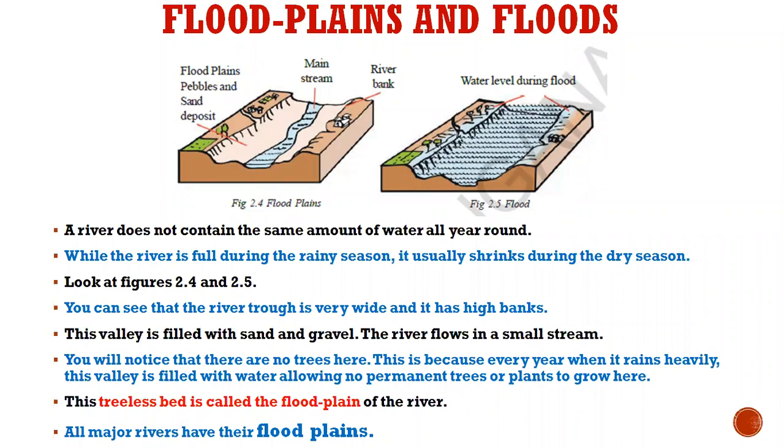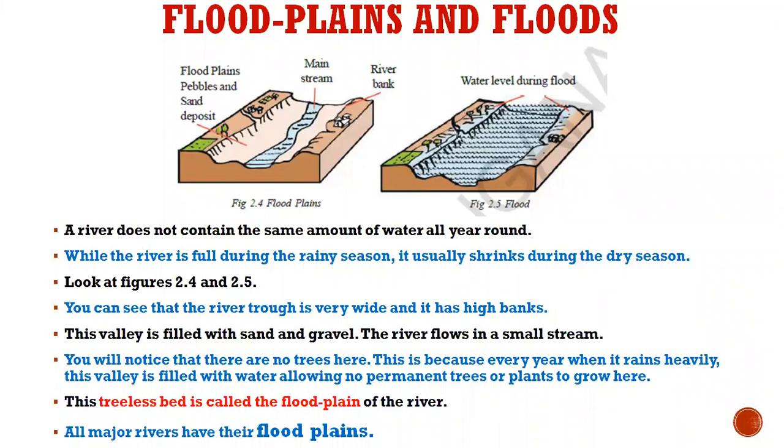Now, what are floodplains? The river does not contain the same amount of water all over the year. The river is full during the rainy season and it shrinks during the dry season. Now you have two pictures here, 2.4 and 2.5. If you observe the rivers in the two pictures, in 2.5 you can see the river is full, so it is the rainy season. In picture 2.4, the river is reduced, so it is the summer season.